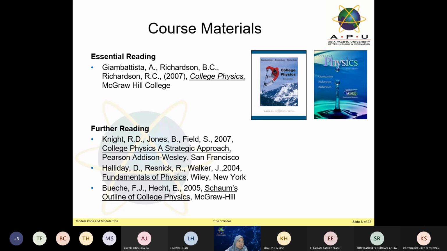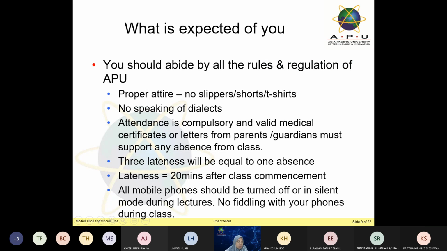Okay. Next is the course material. Okay, and then what is expected of you? You should abide by all the rules and regulations of APU. This one, because not in class, is not really suitable now. After that, 3 lateness will be equal to 1 absent. Also not so possible during online. Normally, I will take the attendance in the middle of the class. And then all mobile phones, since you can mute yourself, that is no problem.